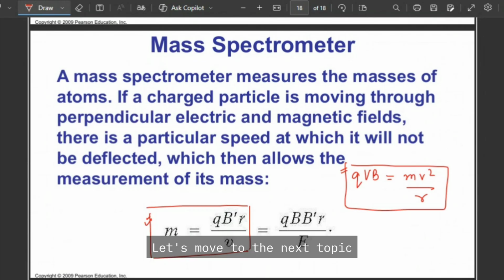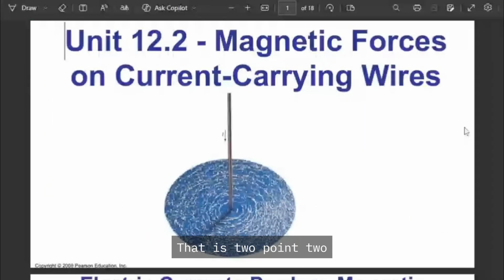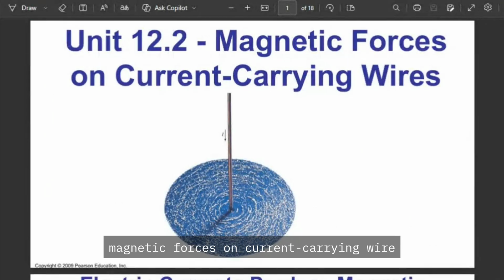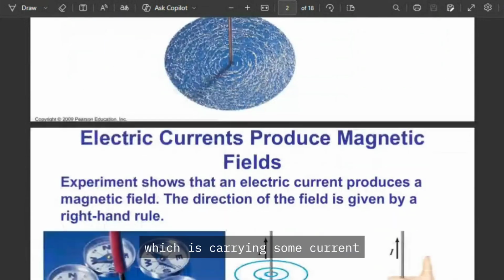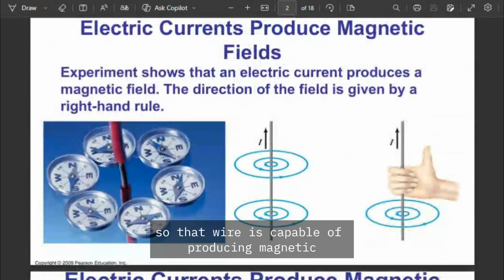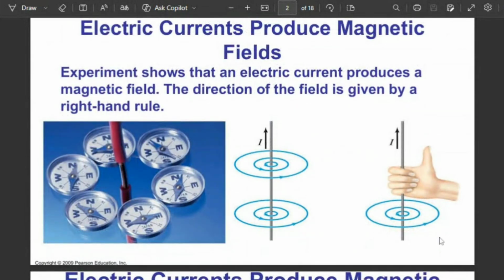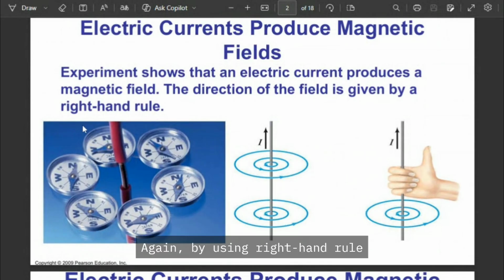Let's move to the next topic, that is 2.2, magnetic forces on a current carrying wire. So if there is a wire which is carrying some current, that wire is capable of producing a magnetic field around it. And how can we find out the magnetic field? Again by using the right hand rule.